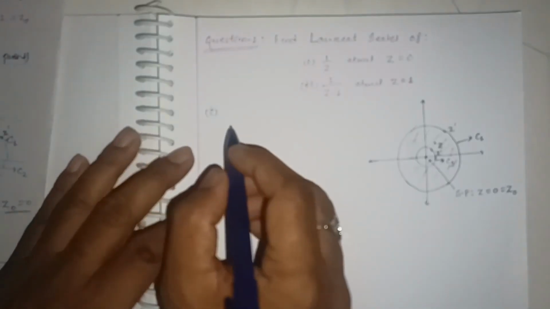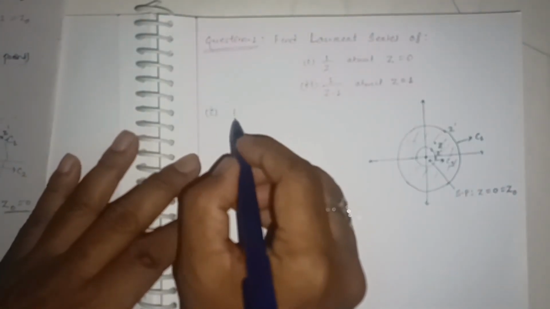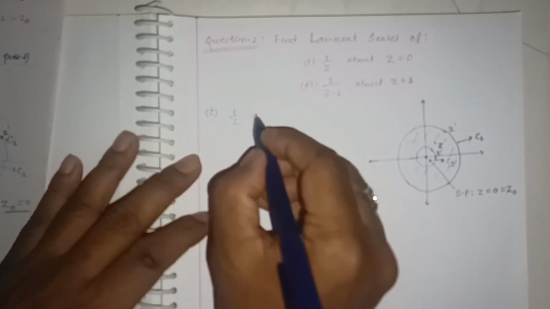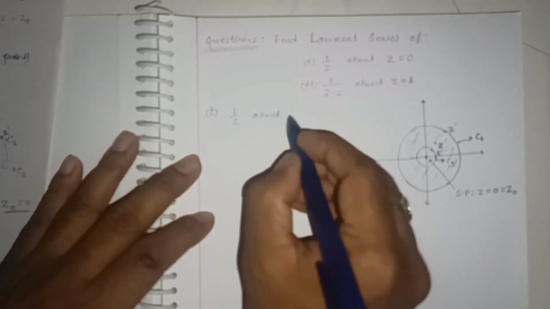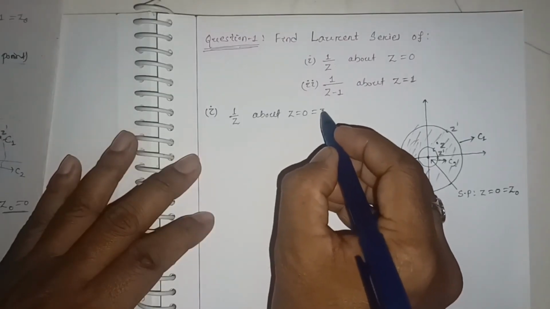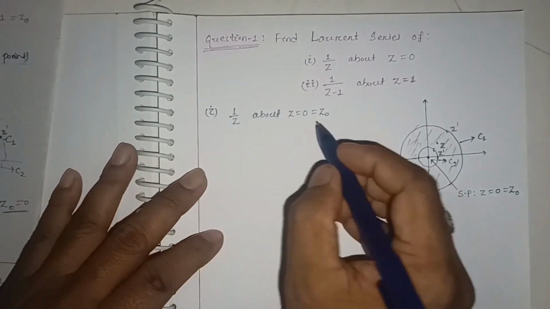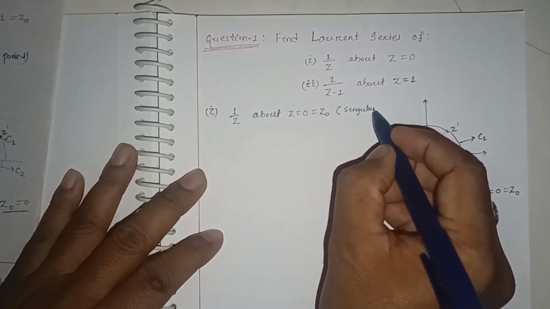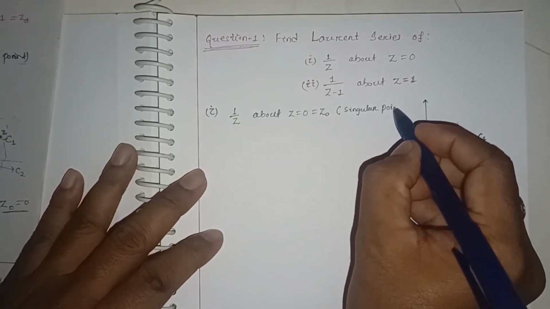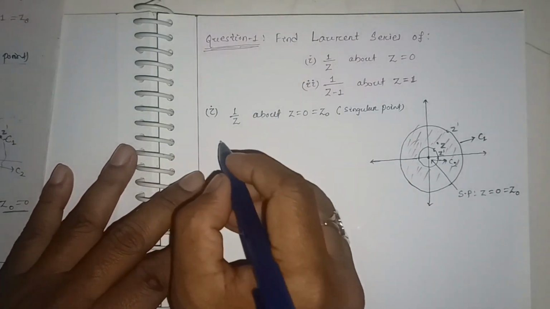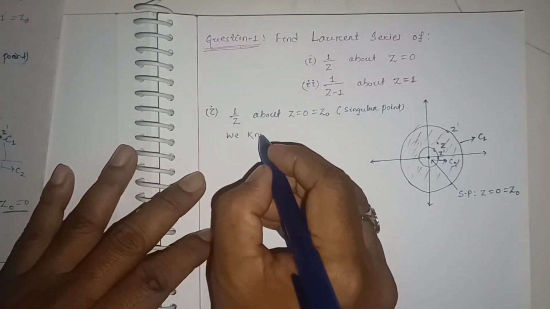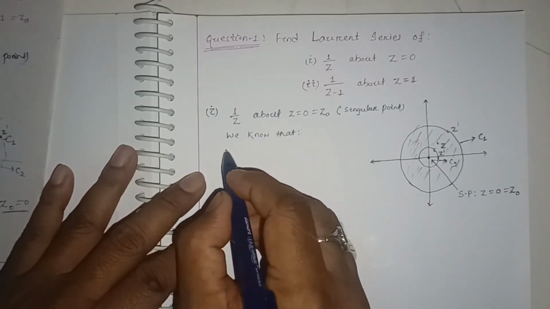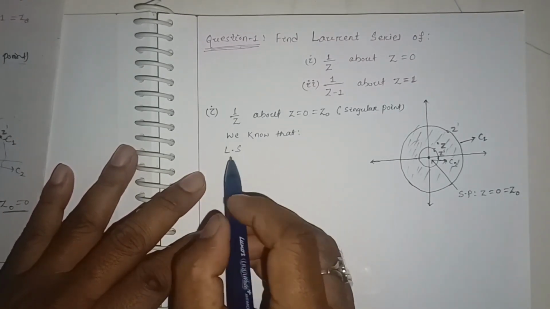So in the first bit we have to find out 1 by z. The given function is 1 by z, we have to find out the Laurent series about z equal to 0. That means this will be your z0, and this is your singular point. We know that Laurent series, in short I am writing LS.